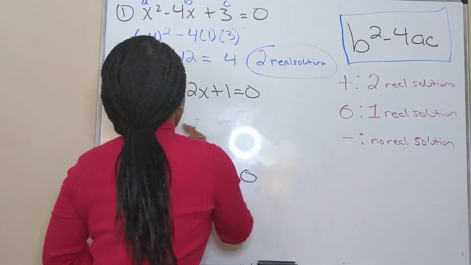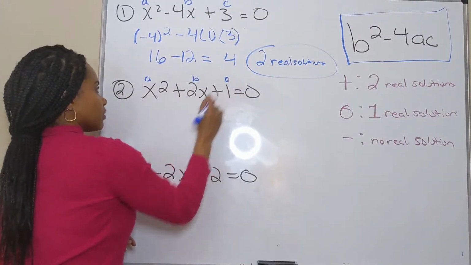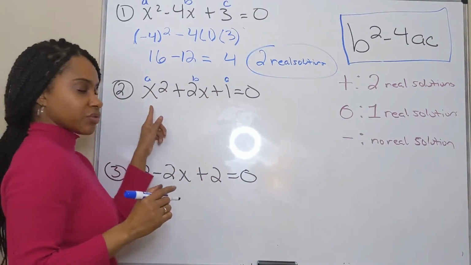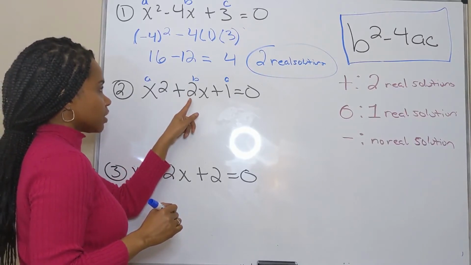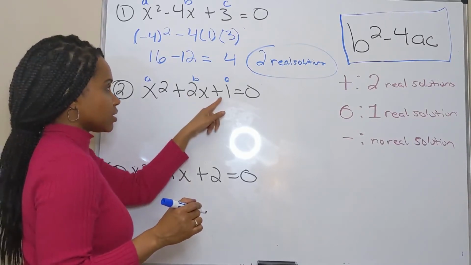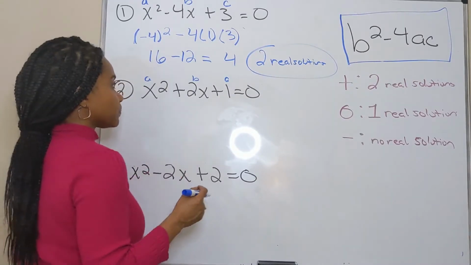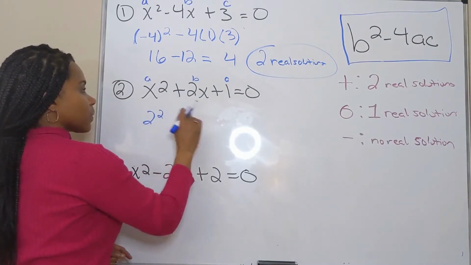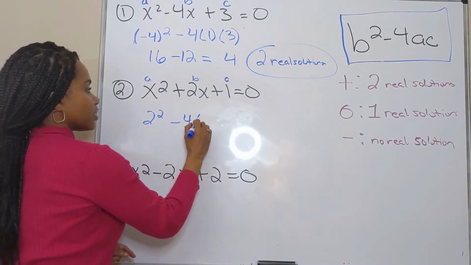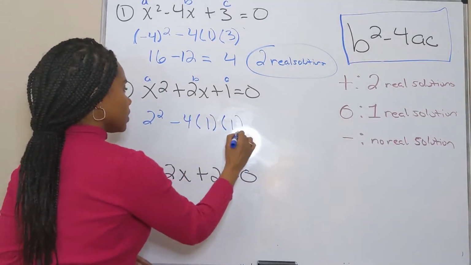All right. Let's try the next one. Again, labeling a, b, and c. Remember, your a is the coefficient in front of your x squared term. b is the number in front of your x term. And c is your constant, or the number without a variable. So plugging it in, b squared, 2 squared, minus 4 times a. That's 1 again. And c is also 1.